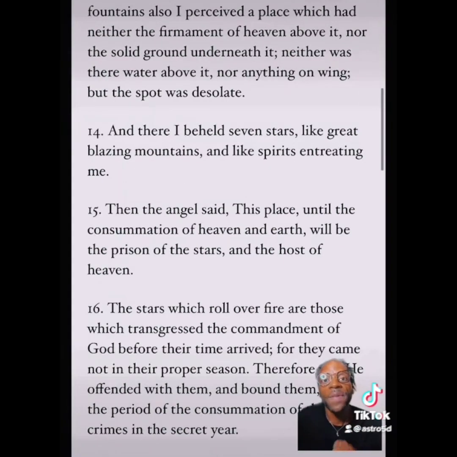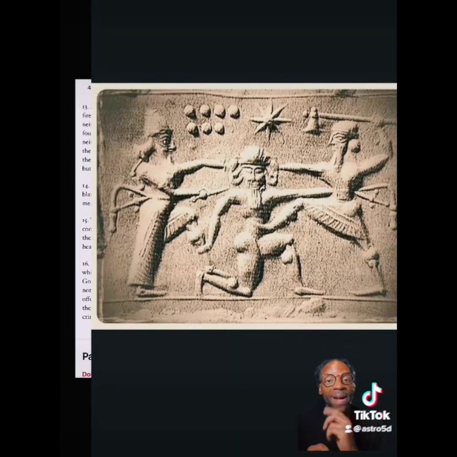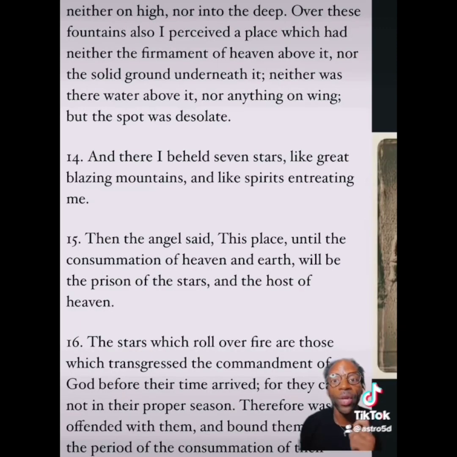And in the columns of heaven I beheld fires which descended without number, but neither on high nor into the deep. Over these fountains also I perceived a place which had neither the firmament of heaven above it, nor the solid ground underneath it. Neither was there water above it, nor anything on wing, but the spot was desolate. And there I beheld 7 stars. Keep in mind those 7 stars. Like great blazing mountains, and like spirits entreating me.